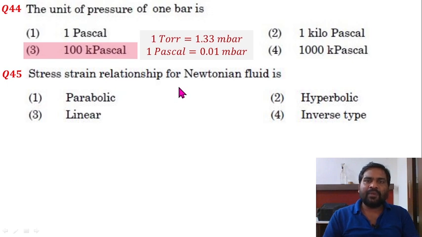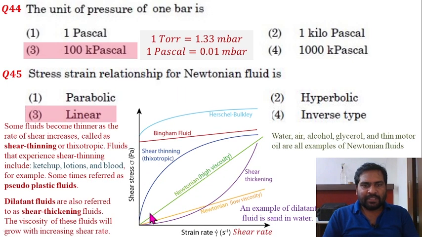Question 45. Stress-strain relationship for Newtonian fluid is. So this is the relationship between shear stress and strain rate or shear rate, with shear rate on x-axis, shear stress on y-axis. Newtonian fluid follows a linear relationship. And this is shear thinning. Shear thinning are pseudoplastic fluids. Shear thickening are dilatant fluid.